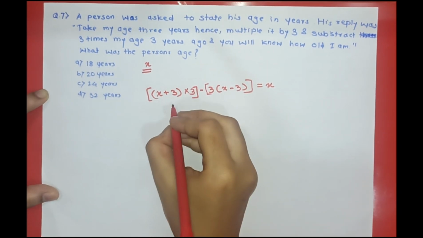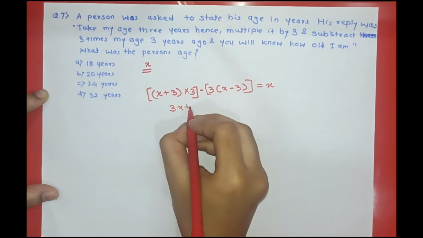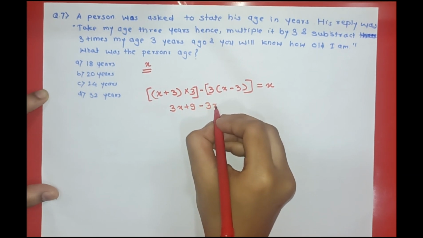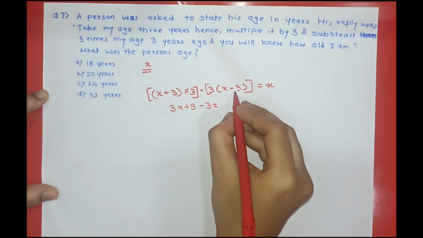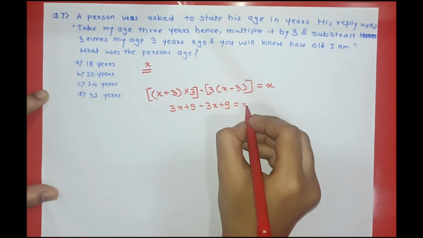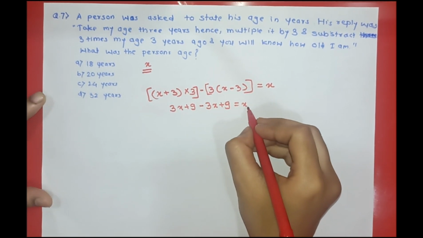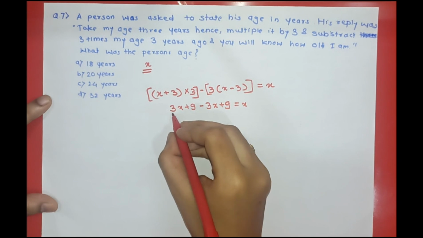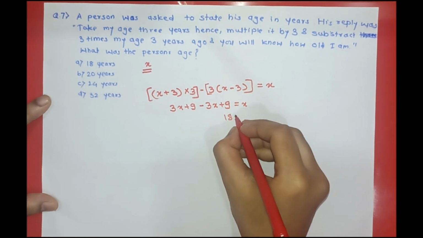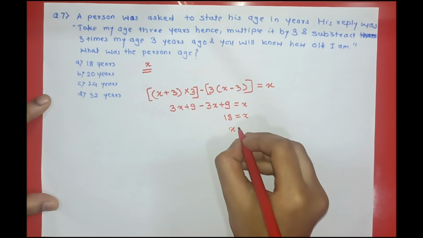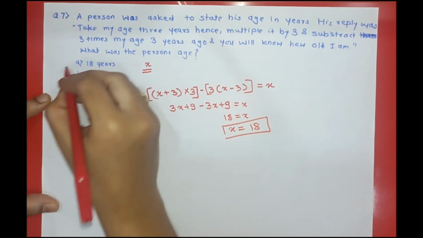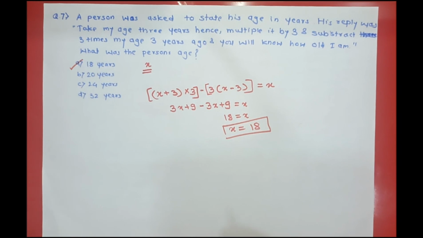So if we solve this, it becomes 3X plus 9 minus 3X, and it is minus 3 into minus 3, plus 9, and this entire equation equates to X. So this plus 9 and minus 9 get cancelled out. We get 18 is equal to X. So we get his age as 18. So the person is 18 years old.